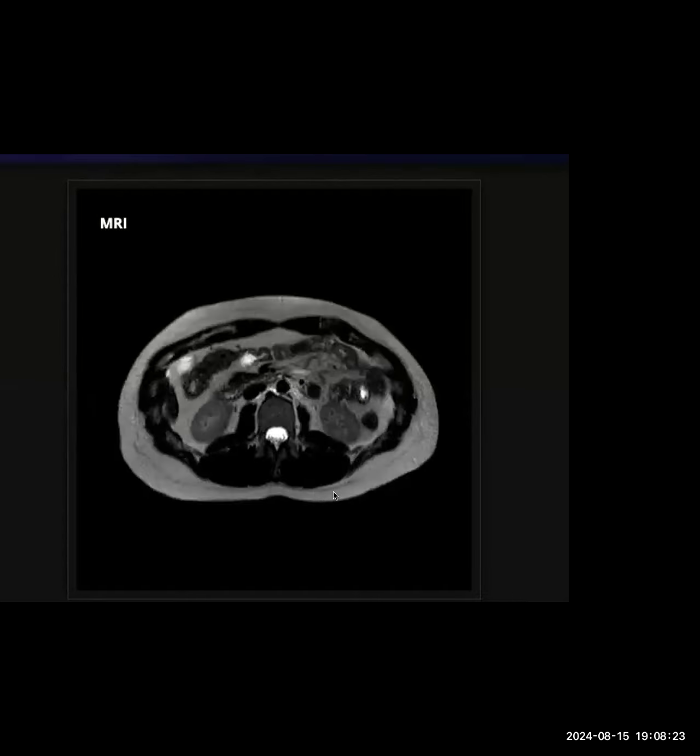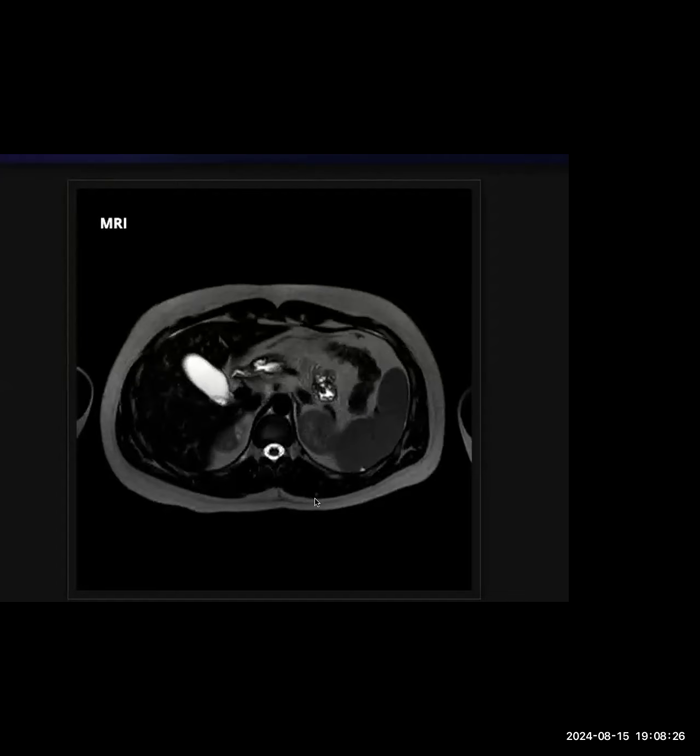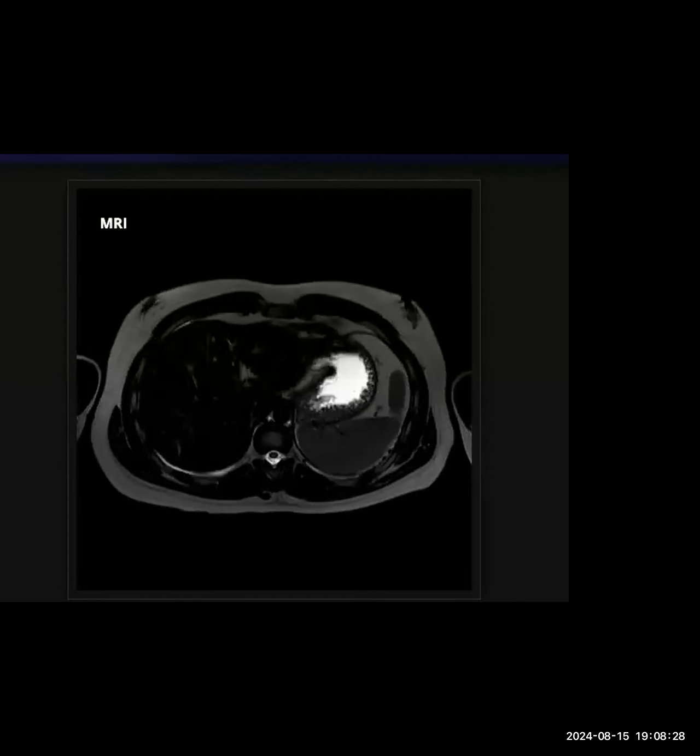Pancreas is not visualized. Do you want to see any other sequence? I would see the T1 weighted images.